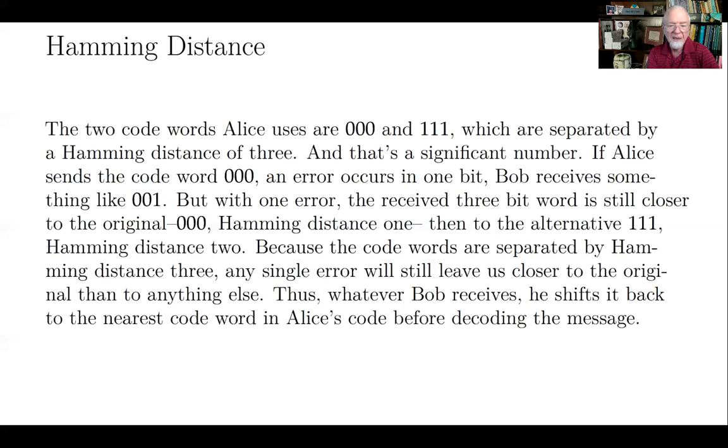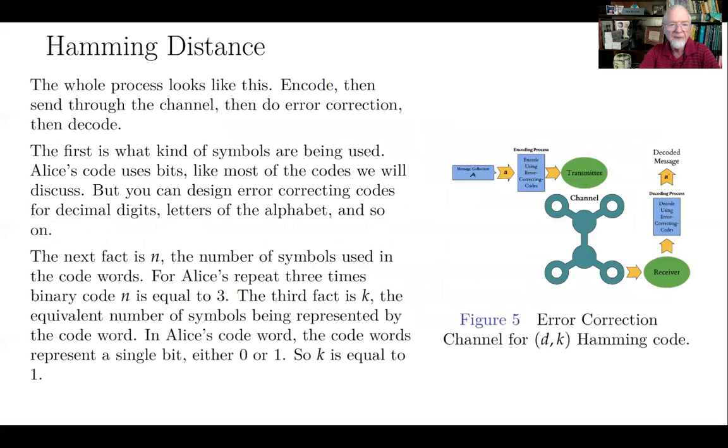Because the code words 000 and 111 are separated by Hamming distance 3, a single bit error will still leave us closer to the original than anything else. So whatever Bob receives, he shifts it back to the nearest code word in Alice's code before decoding the message.